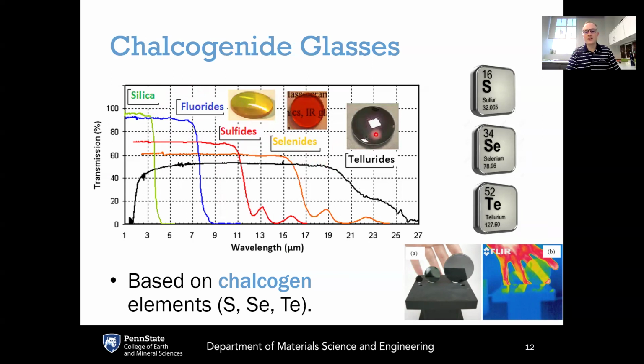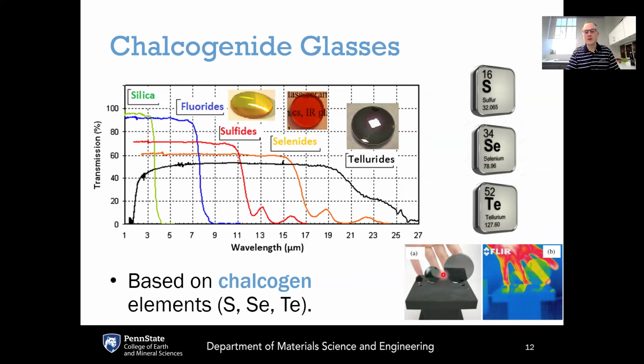But what you'll notice here is that if you look at the transmission in the visible, instead of silica, which is very transparent in the visible spectrum, sulfides tend to have a yellowish color, selenides tend to have kind of a reddish color. Tellurides appear to be black in the visible because if you look here in the visible spectrum, they are not transmitting visible light anymore.